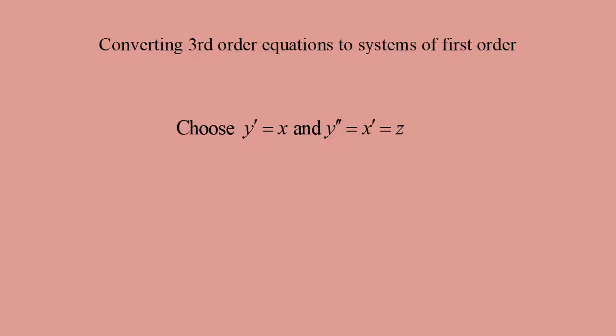And so that is how we convert a second order equation into a system of first order equations. Now for a third order equation, what we're going to do is like we just did. Use an x for y prime, only for y double prime, which is the same as x prime, we'll use a z. So we'll come up with x's, y's, and z's.